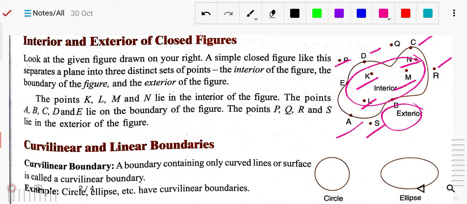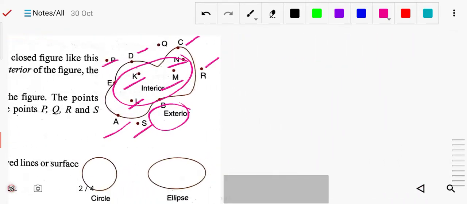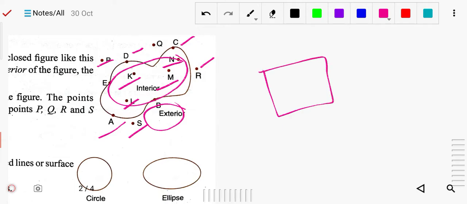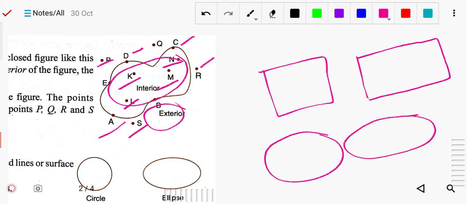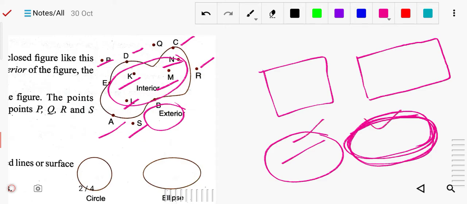Next is curvilinear and linear boundaries. So what is a curvilinear boundary? A boundary containing only curved lines. Suppose this figure can be a square. This is a closed figure also. Like this also, this is a rectangle. This is also a closed figure. But if this closed figure is made with curved lines, like an ellipse or a circle you can draw, their boundary has curved lines. Those having curved lines are called curvilinear.